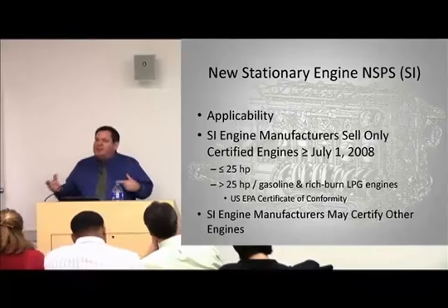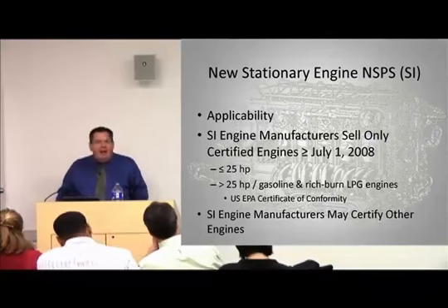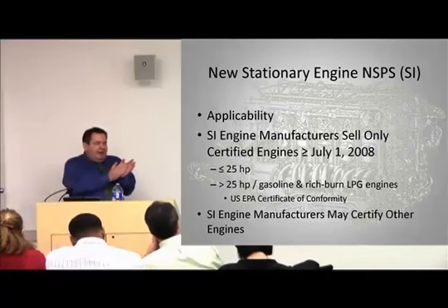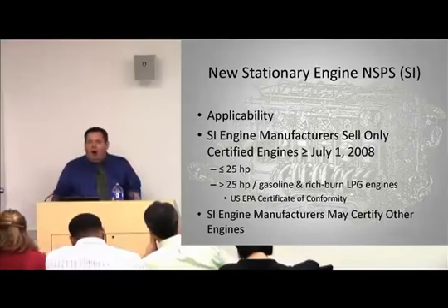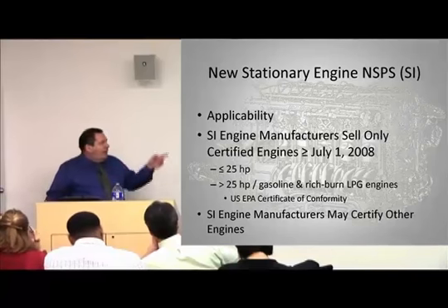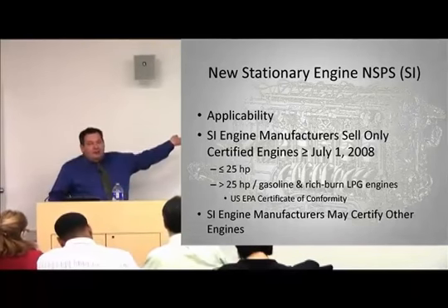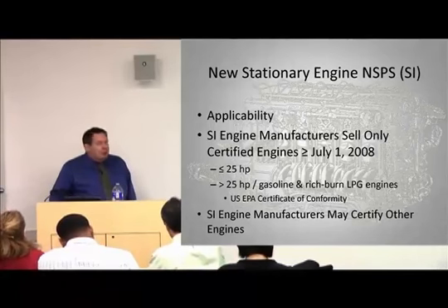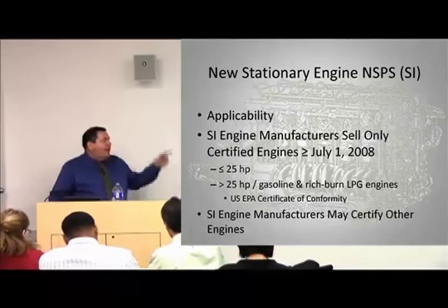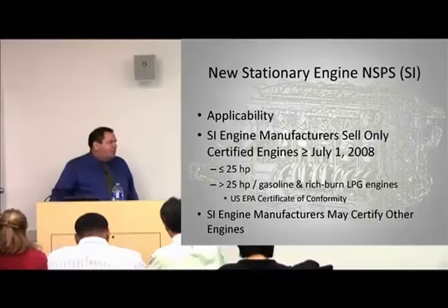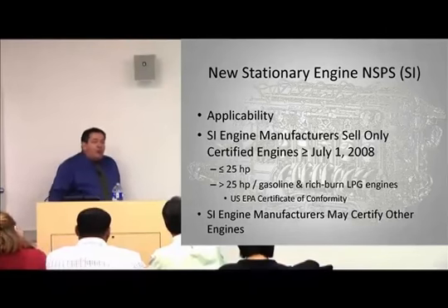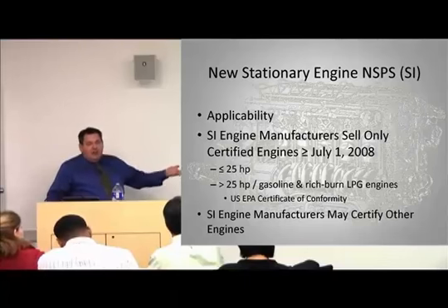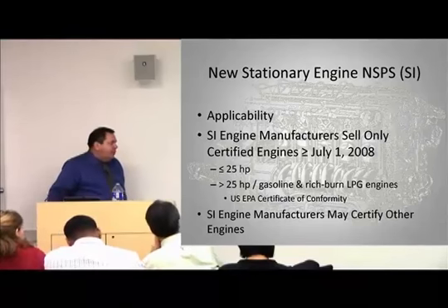Spark-ignited information is very similar to the compression-ignited information, but unfortunately they just did not do the statement that says from 2007 and later, all engines shall be certified. They went to them and said certain groups of engines have to be certified starting July 1st, 2008. So engines equal to or less than 25 horsepower, and then only engines greater than 25 horsepower that run off gasoline and rich burn gaseous engines. And for these engines, certification means they have a certificate of conformity.